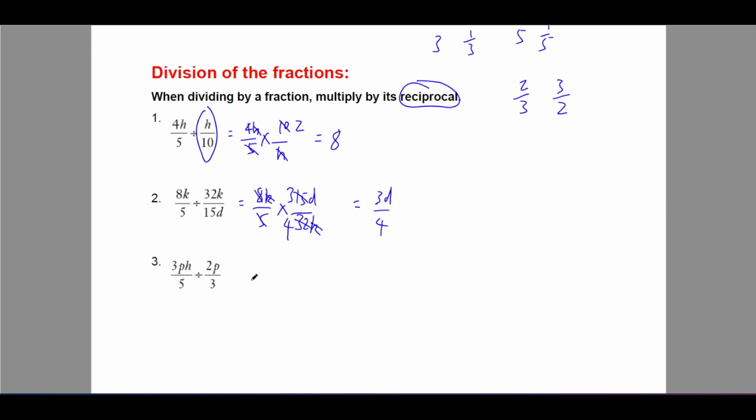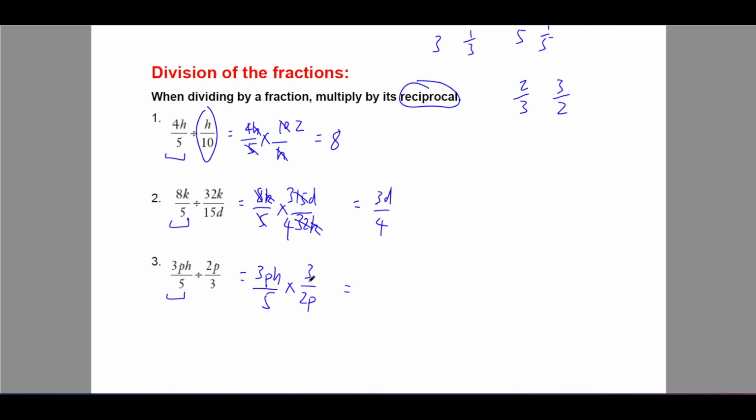Alright, so let's look at the next one. I assume it's going to be pretty easy as well. So just remember, if you divide by a fraction, multiply by the reciprocal. So remember, the first terms, they stay unchanged. You don't have to do anything to the first term. Multiplied by the flip of this, so that's 3 over 2p. And this equals 2. Now, see where I can simplify?